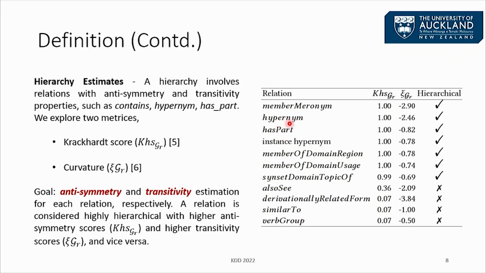So we come up with two scores, which are already quite well established in the literature, for estimating the hierarchical degree of a relation: the Krackhardt score and also the curvature score. Based on this, we know that part of the relations are actually quite hierarchical, and we do have some other relations that are not hierarchical. So based on this observation, our goal is to learn the projection behavior and also the logical operators, so that we can accurately capture the anti-symmetry and transitivity types of relations in our knowledge graph.